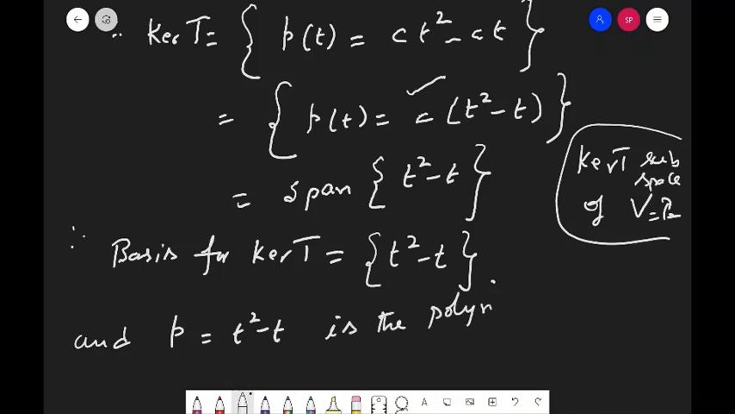This is the answer. First they asked the question, the polynomial that spans kernel T. This is the procedure to find the basis for kernel, or to describe the kernel of a linear transformation.